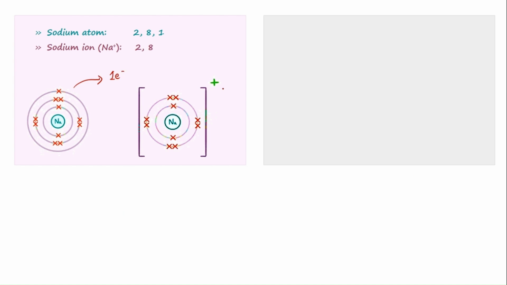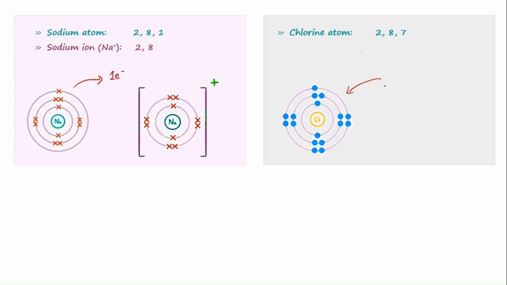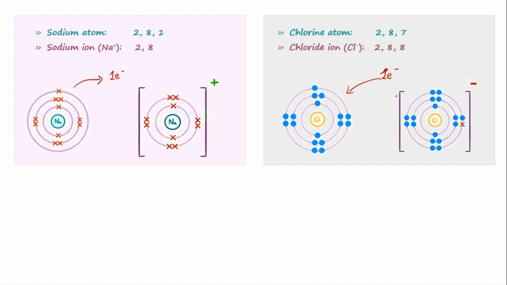On the other hand, if you look at the chlorine atom, it has a configuration 2, 8, and 7. It means that there are 7 electrons present in its outermost shell. Now, instead of losing the 7 electrons to attain stability, it can add only 1 electron in its shell to complete its octet. And that makes it the chlorine ion, or chloride ion. The chloride ion has a negative charge because it has gained 1 electron.